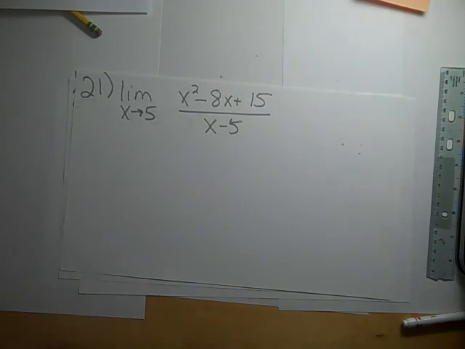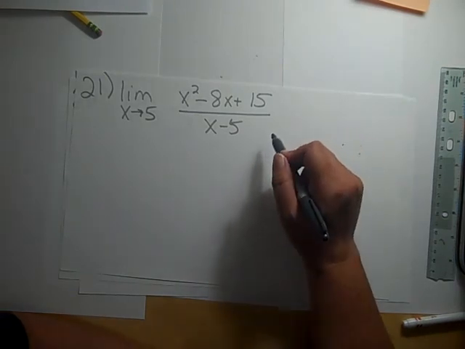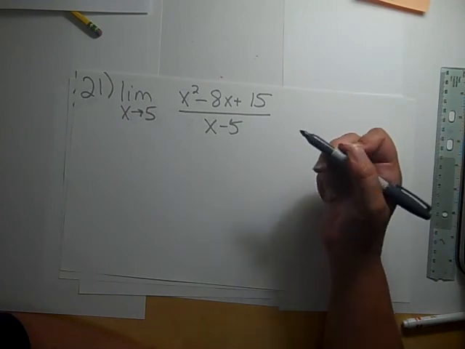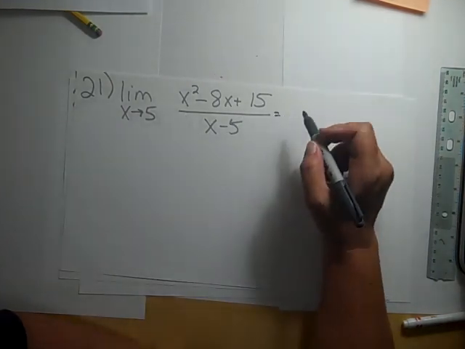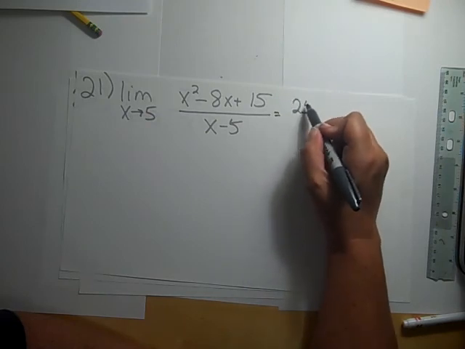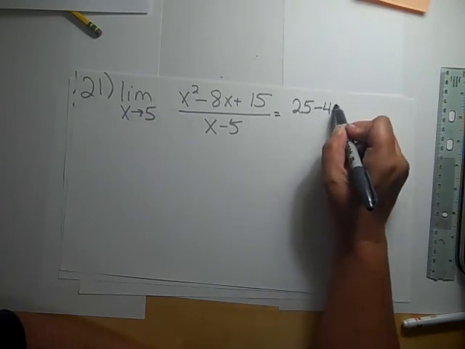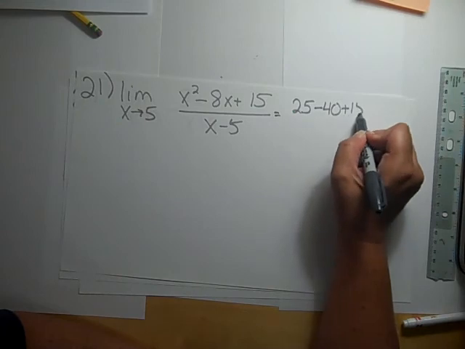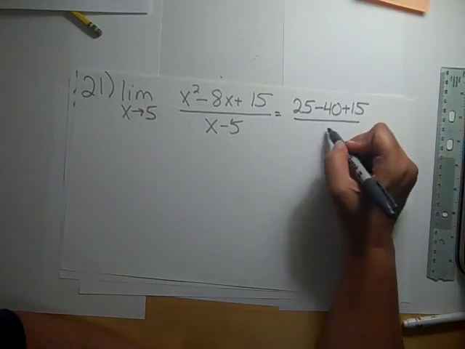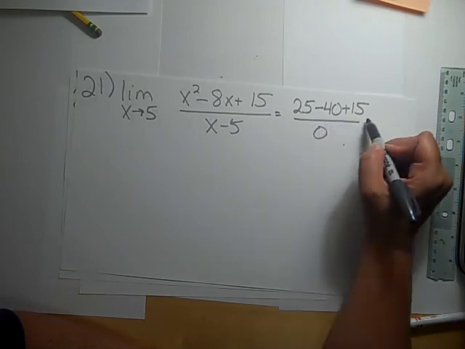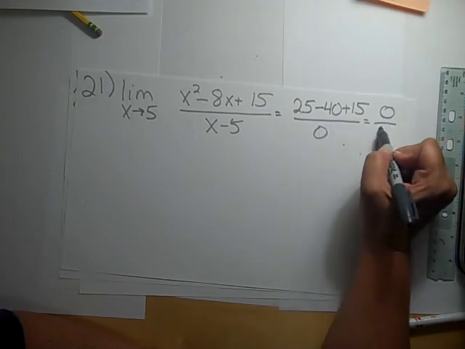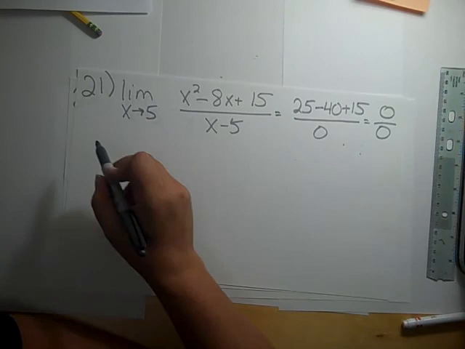21. Okay, looks like we're out of the trig for a minute. How are we going to solve this one? First thing is we better plug in and see what we get. We get, let's put some numbers in, 25 minus 40 plus 15 over 5 minus 5 is 0. So 25 minus 40 is negative 15 plus 15 is 0 over 0. So there's more work to do.